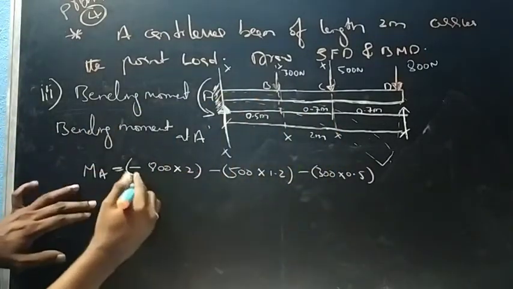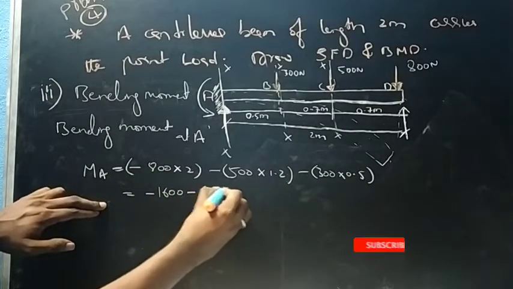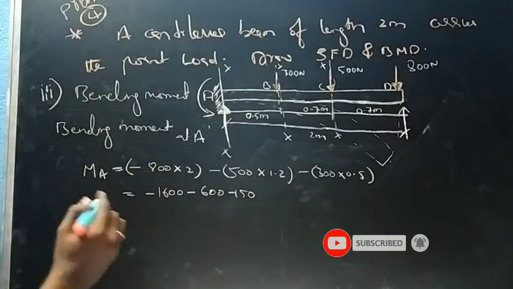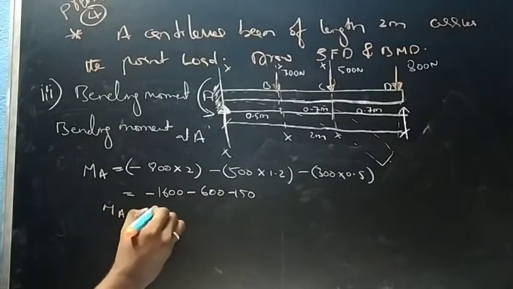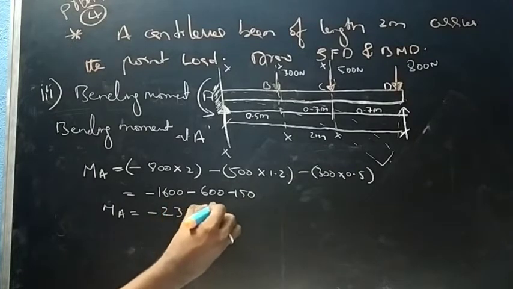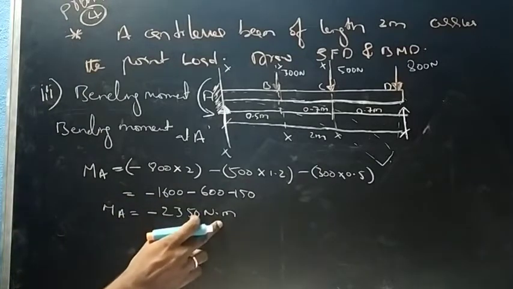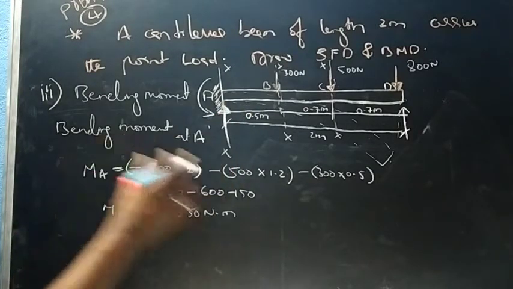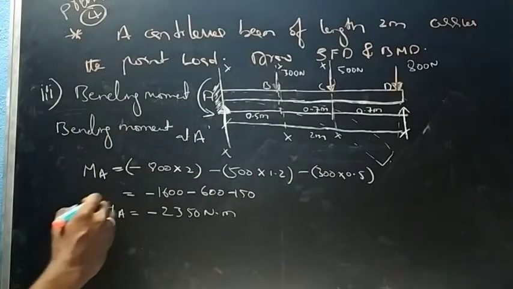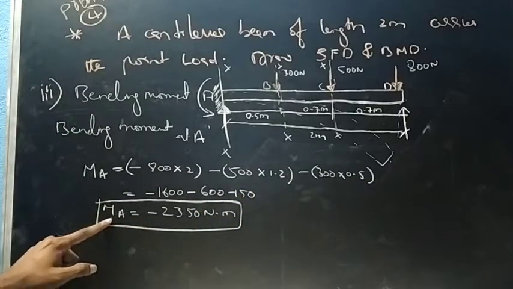Clear? If you put this on your calc sheet, we get minus 1600 minus 600 minus 150. 1600, 600 and 150. So MA we got minus 2350 Newton meter, not Newton by meter. So for bending moment, the units are Newton multiplied by meter, right? So this is the bending moment at A.